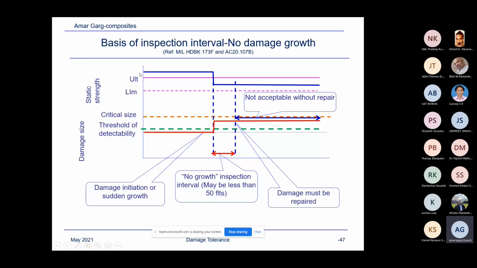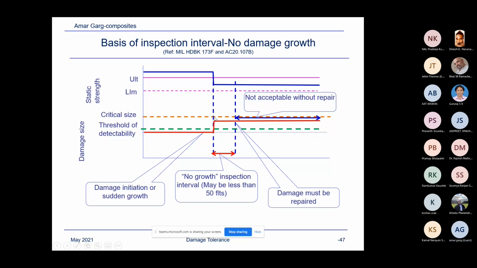Another basis of inspection interval: no damage growth. Here we are considering no damage growth at all. And here is the same picture from the previous one. Ultimate load, limit load, the critical crack size is, suppose, this one, or the damage. Threshold of detectability. So damage initiation or sudden. Again, of course, we are using a no crack growth philosophy, no damage growth philosophy. And then what happens? Suppose the damage occurs, and this is a critical size.